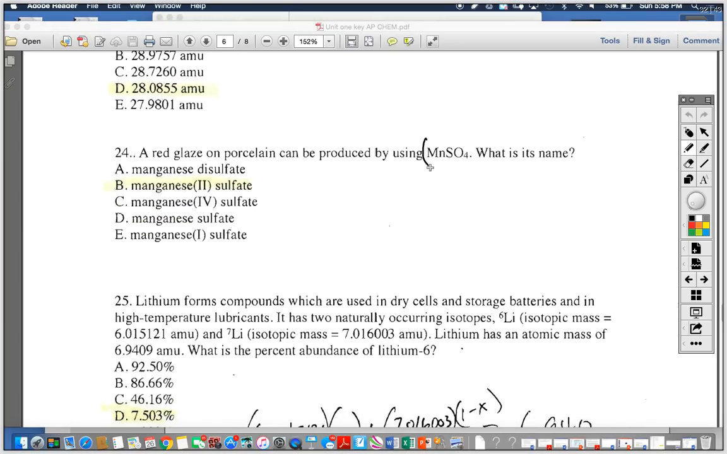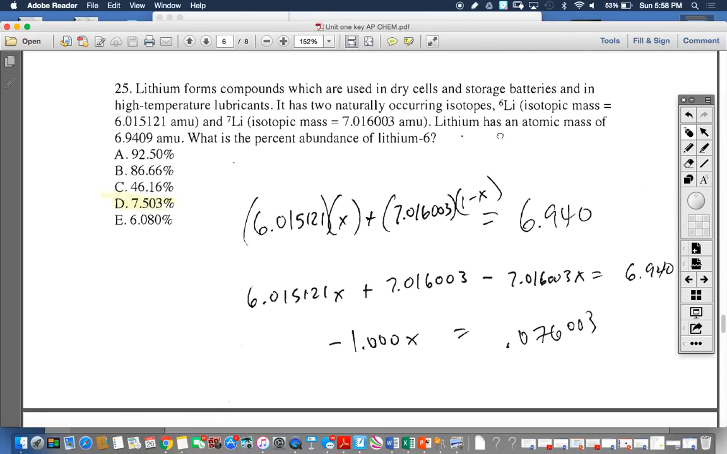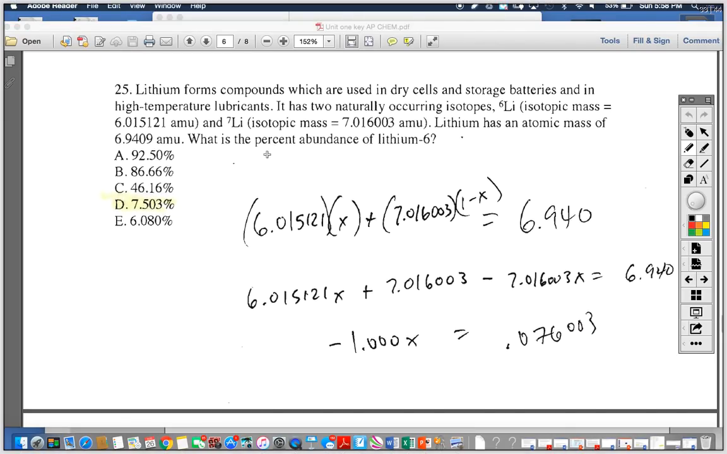Naming, you definitely need to know naming. MnSO4, memorization-wise, you know that's sulfate, but you also have to give it a Roman numeral because it is a transition metal.